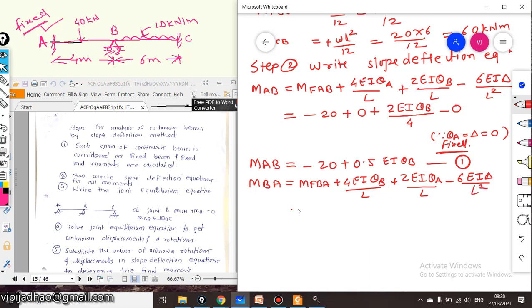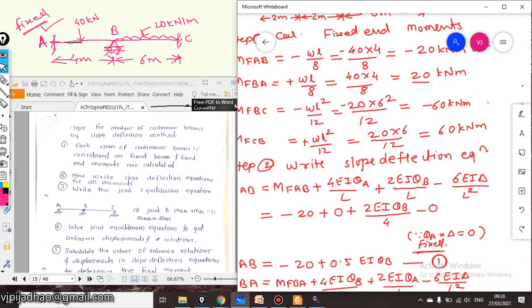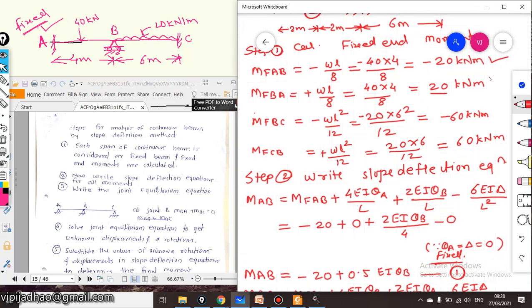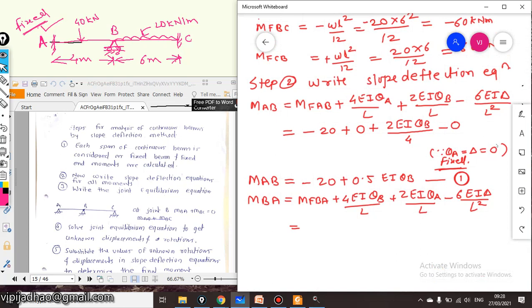Okay, so this will be equal to, we have already calculated the value of MFBA, that was plus 20 kilonewton meter. Okay, so just write down the values here. So 20 plus 4EI theta B, theta B is unknown, divided by L, which is again 4 meter, plus here we have theta A is equal to 0.